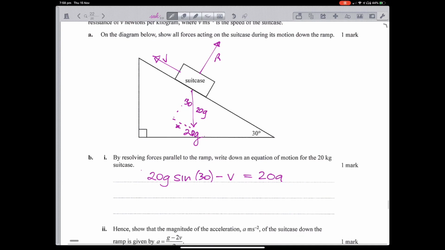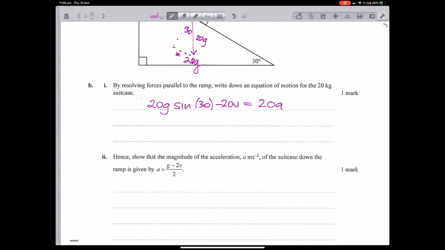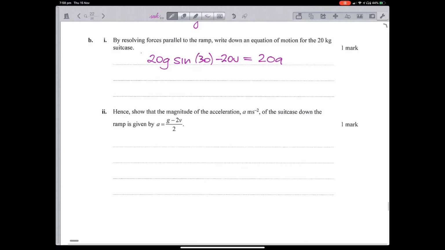V newtons per kilogram. So that's 20V. And then that's 20V. Stupid. Okay. Oh, were they all 20? Can't show the magnitude of acceleration as that. Okay, so we divide all through by 20. What's sine of 30? I'm going to get g on 2 minus v is equal to a. Sine of 30 is a half.